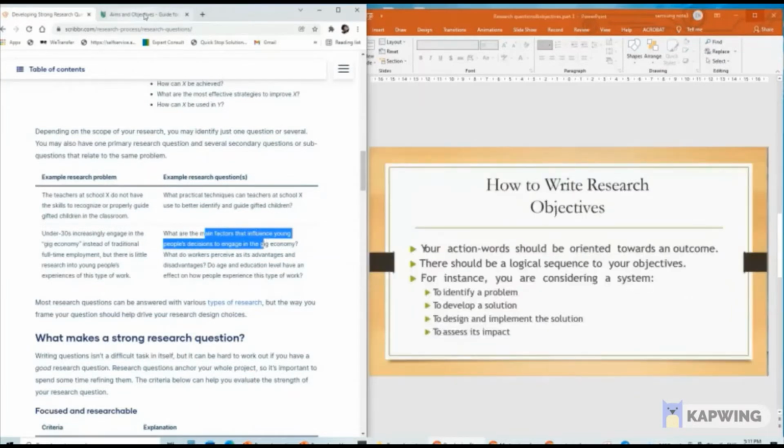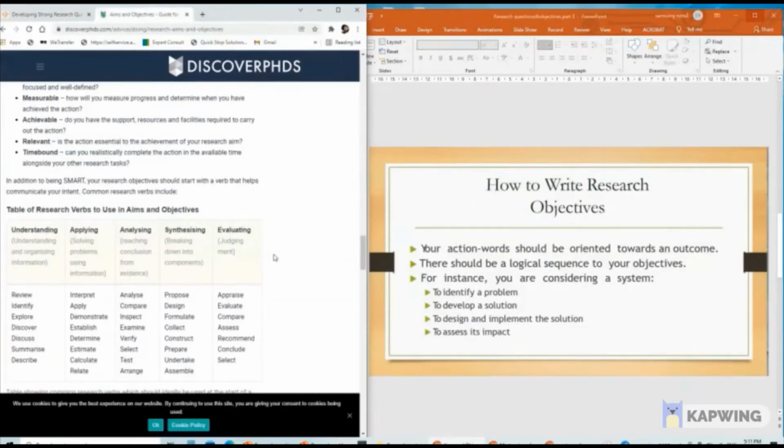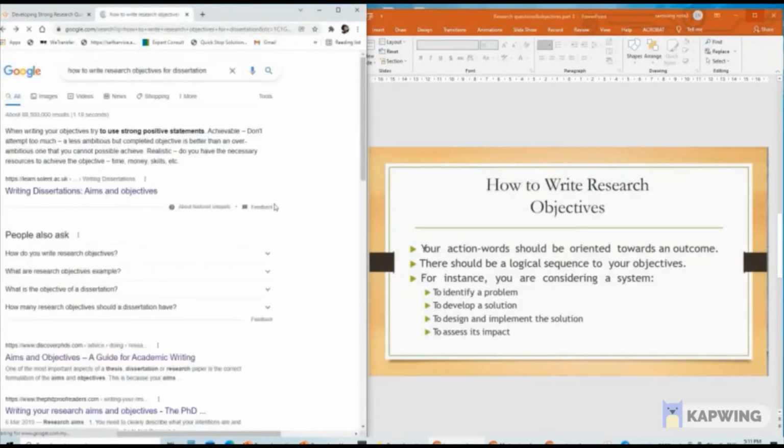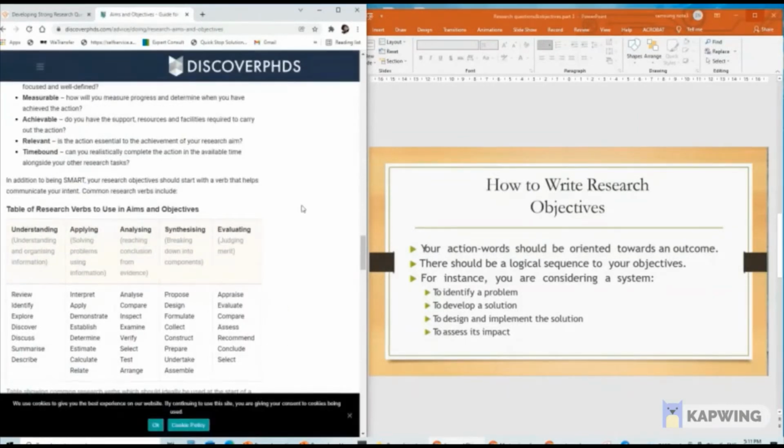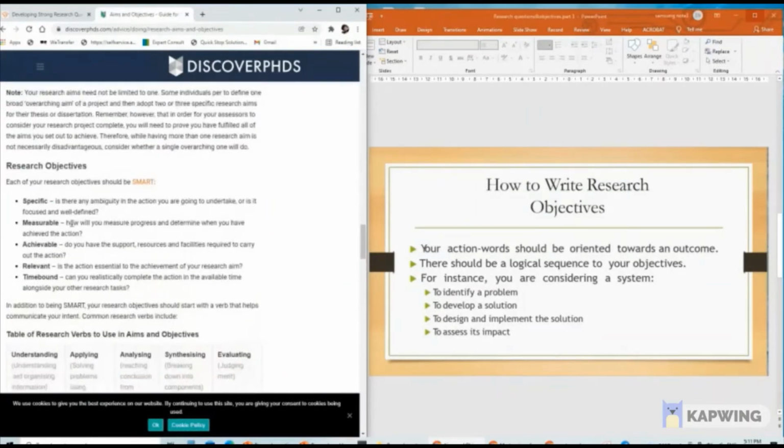Next is how to write the research objective. Again, if you want to have an idea of what the research objective is and how it differs from the research question, there are also many articles provided online. You will easily find and read them and have a better understanding. Basically, the research objective has to be specific enough. It has to be measurable, achievable and relevant. You also have to ensure that it is within a particular period of time.